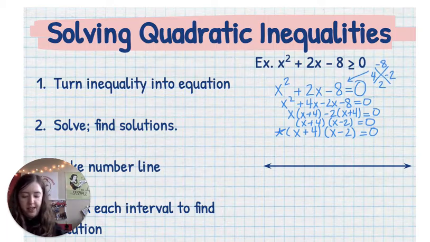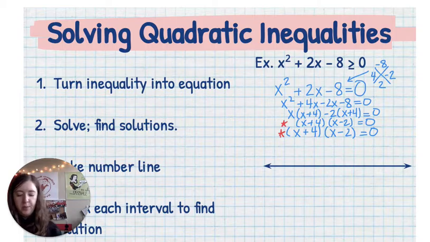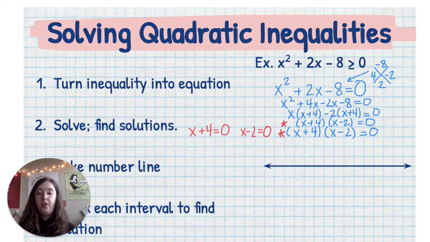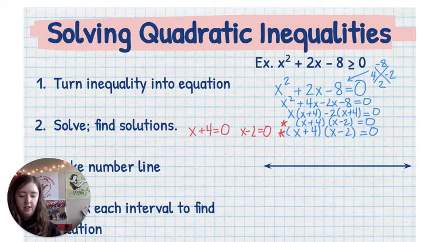Now, once we're at this step either way, we want to use the zero product property. The zero product property says if two things are multiplying to equal 0, then at least one of them is going to be equal to 0. So we'll set both of those equal to 0, and we'll end up with x equals negative 4 and x equals positive 2.